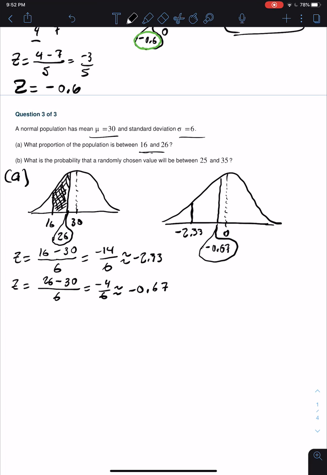And we want to find the area in this band right between those two values. That's what we're looking for. Something like that.